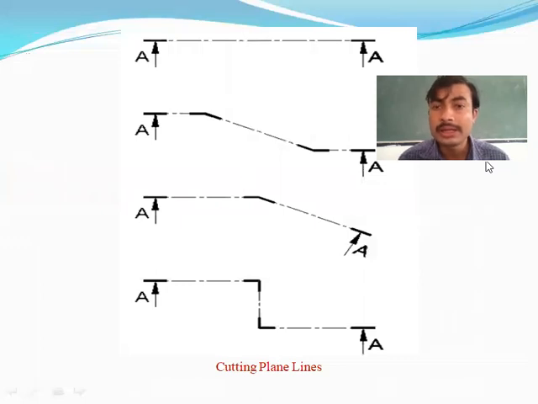So these are the cutting plane examples. In the first sketch, you can see the starting and ending are dark. The middle part is thin. That is denoted by the alphabet S. Sorry, A. You can use some other alphabets. If there is no restriction to always use only the alphabet A, you can go for the alphabet S also. You can see the second sketch.